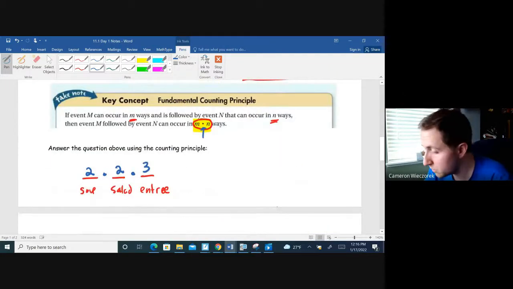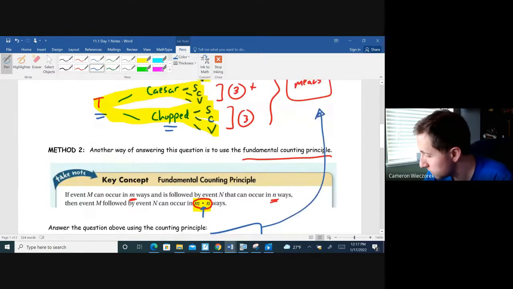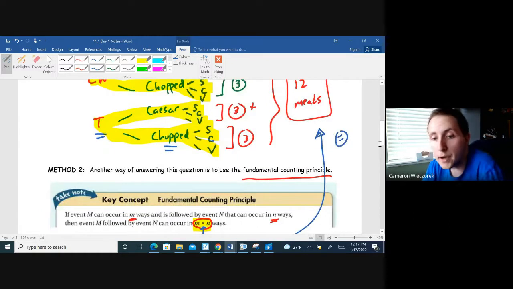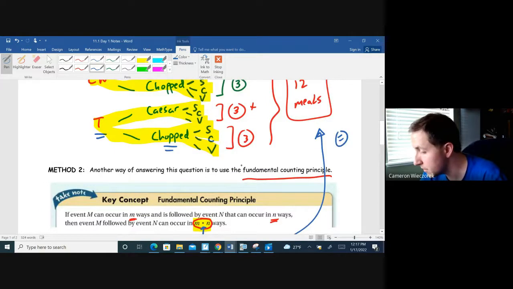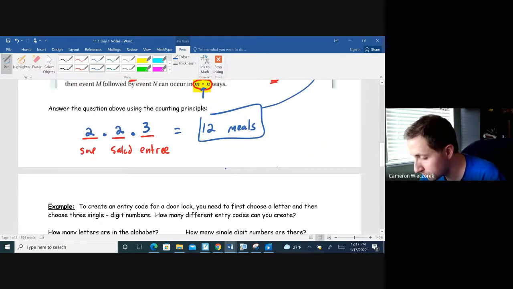And then all I got to do to use the counting principle is multiply them together. 2 times 2 is 4, times 3 is 12 possible meals. Exact same answer that we got when we made the tree diagram. So there's 2 possible ways you could be expected to answer it. Generally, the counting principle is going to take a lot less time. So that's how we're going to do most of the problems. So let's look at another example.